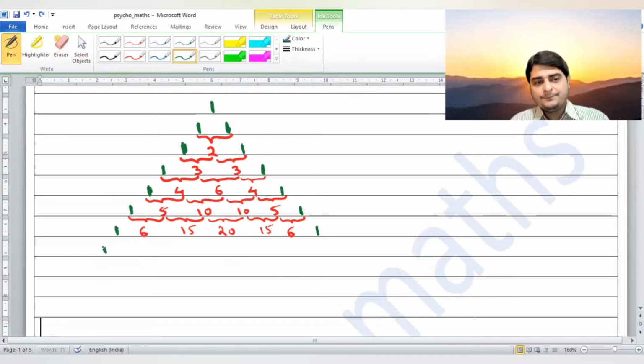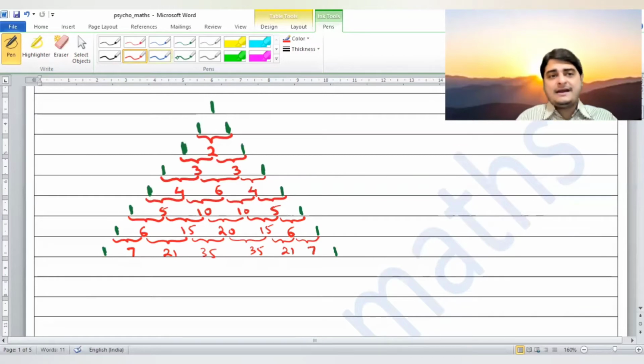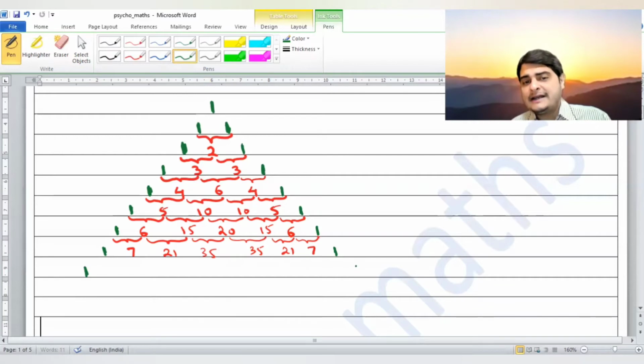Yes or no? So over here, I will show the coefficients. See, 1 plus 6 is 7. 6 plus 15 is 21. 15 plus 20 is 35. 20 plus 15 is also 35. 15 plus 6 is 21. And again, 6 plus 1 is 7. We can expand more. And just see, we keep on getting the coefficients of the higher powers.